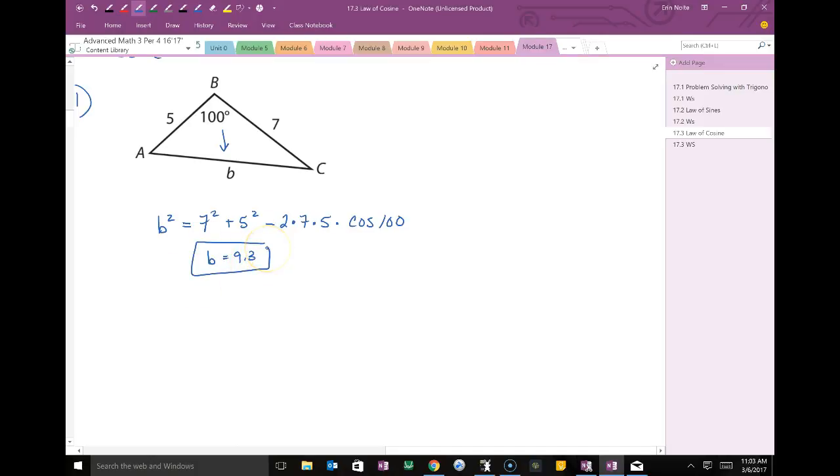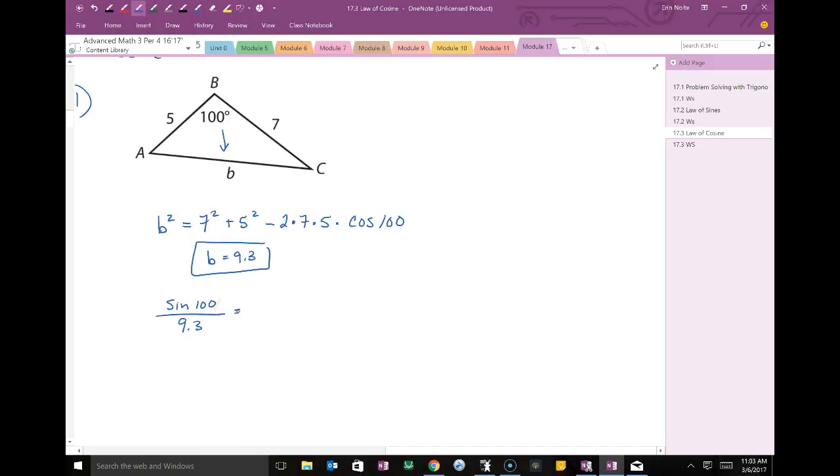Awesome. Okay, so where would you go from here to keep solving this triangle? We are now looking for angle A or angle C. Okay, good. So now we're going to go back and use the law of sines to finish solving this triangle. We have an angle and its opposite, so we have the b's. So we'll set up that ratio first: the sine of 100 over 9.3.